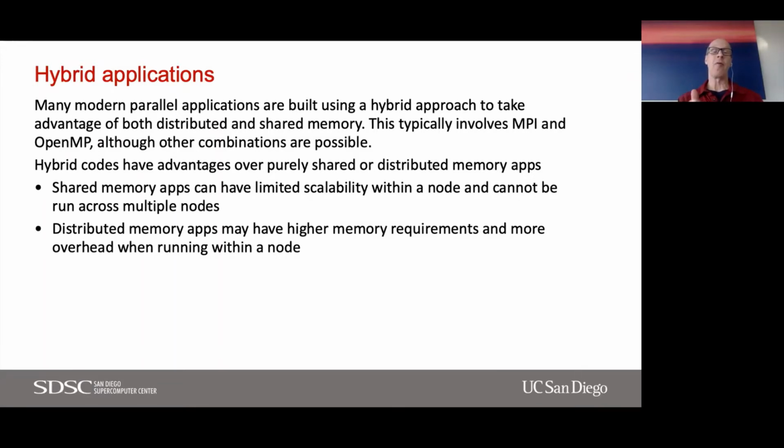But for straight MPI applications, there are limitations also. Distributed memory apps may have higher memory requirements. I'll show an example of how the memory usage can grow a little bit when parallelizing with MPI. They also have more overhead when running within a node. So you might be able to reduce your memory footprint and reduce your runtime a little bit by using multiple threads within a process.